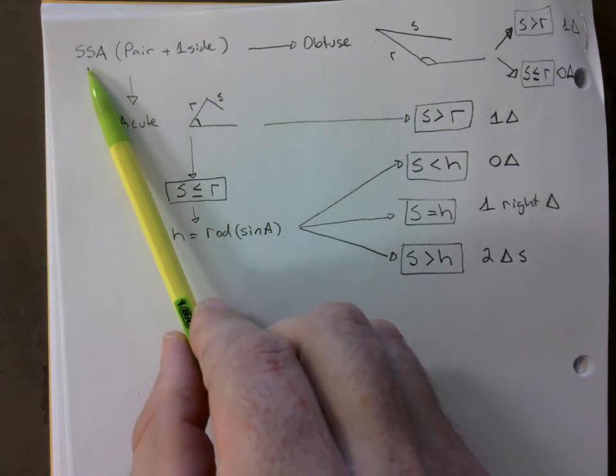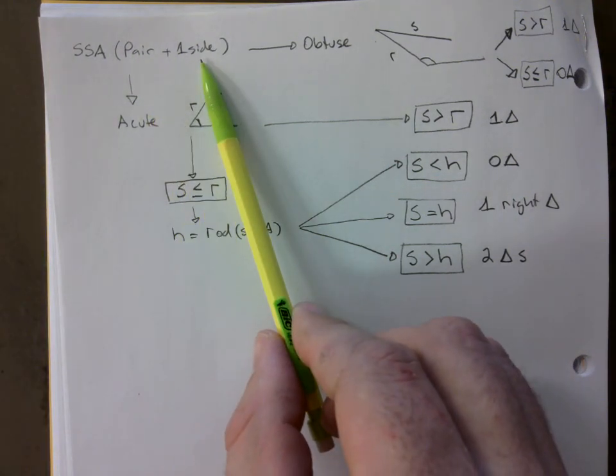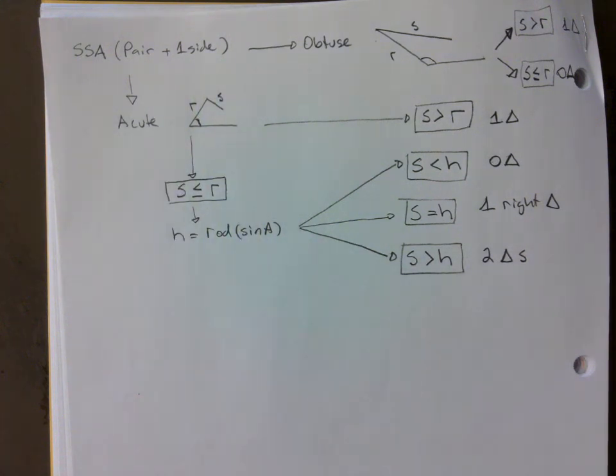So is it an SSA? Meaning, do you have a pair and a side? If it's a graph, it's easy. If it's just letters, you're looking for capital and lowercase, right? That means that it's a pair, and then one more side. It's SSA. If you don't see it right away, sketch it.